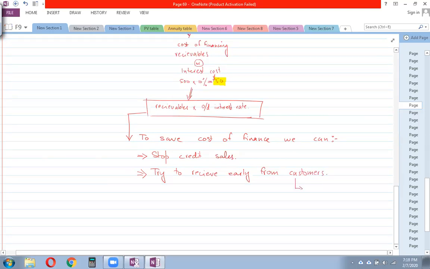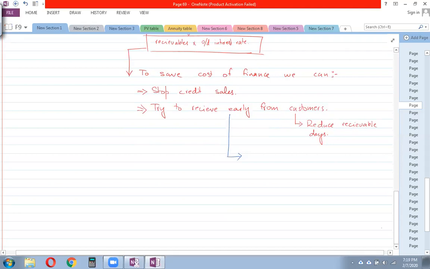In other words, we are saying reduce receivable days. If you reduce receivable days, automatically receivables will be reduced as well, right? So you try to receive early from your customers, right? How can you receive early from your customer? One of you have already mentioned this. How can you encourage your customer to pay you quickly, right? Or early? You offer them early payment discount.